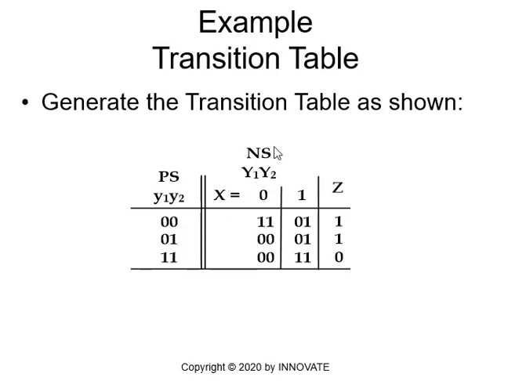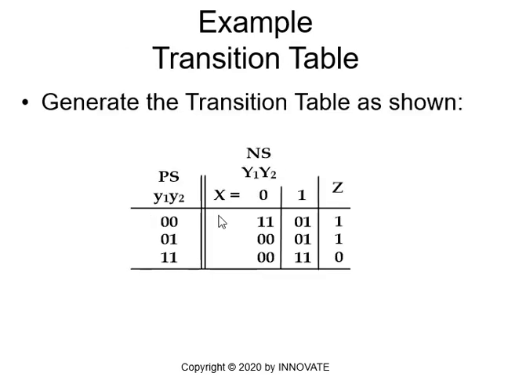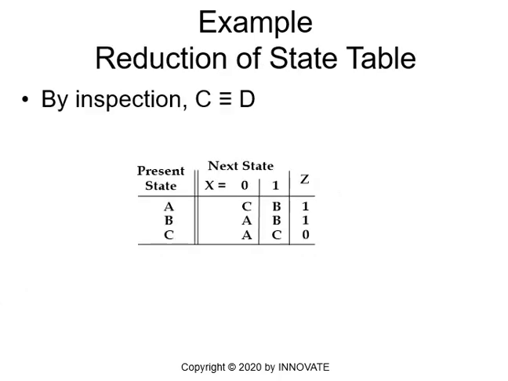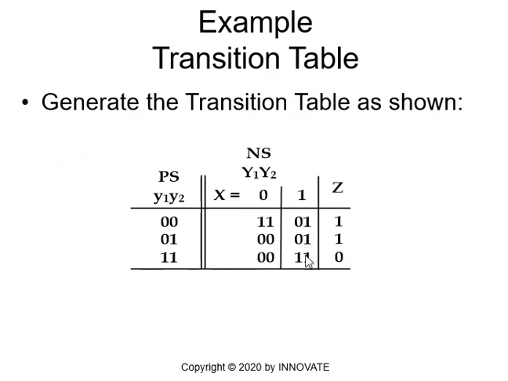And Y1, Y2 for the next state, when X is 0, I have C, A, A. So A is 0, 0, and C is 1, 1, so it will become 1, 1, 0, 0, 0, 0. And under X is 1, I have the states B, B, C. B is 0, 1, so I'll put 0, 1, 0, 1, and C is 1, 1. And the output Z will stay the same, 1, 1, 0.